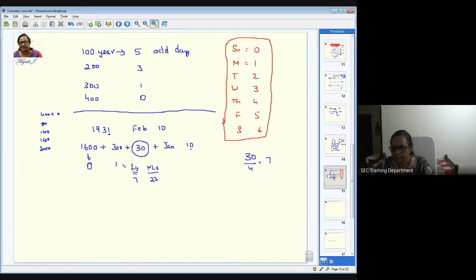Is that clear? In 30, you see how many leap years there are. So I'm dividing that by 4 because every 4 years you get a leap year. Once you divide, you get the quotient as 7. That means there are 7 leap years. And the remaining, when you take out the 7 from 30, the balance 23 are non-leap years.